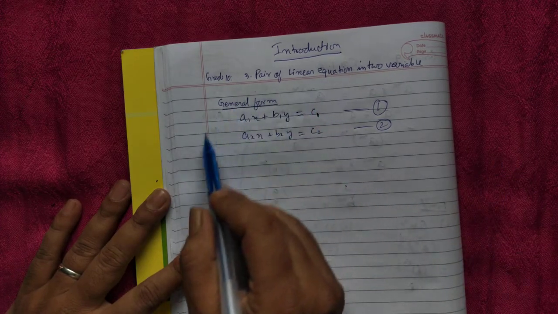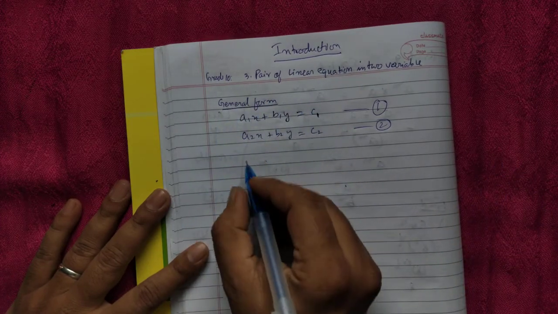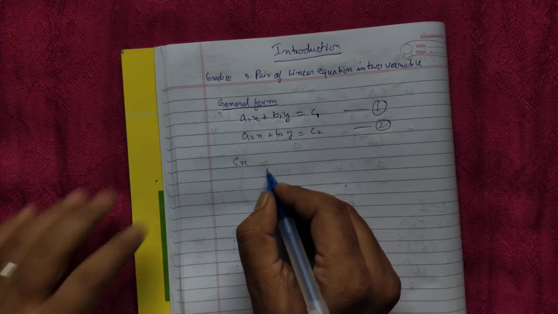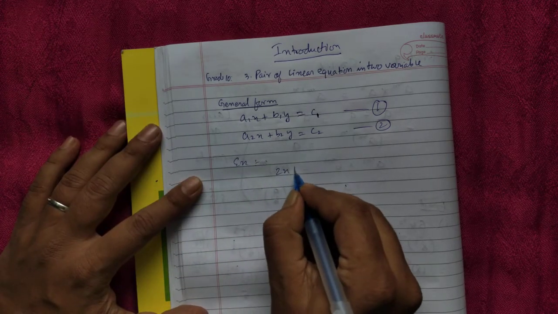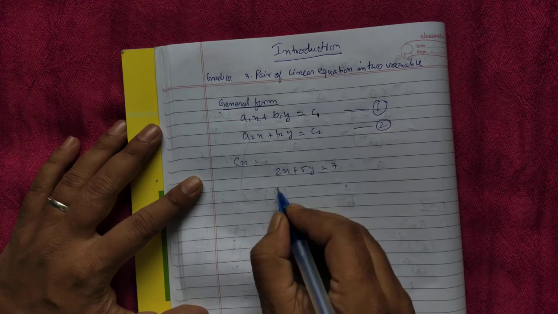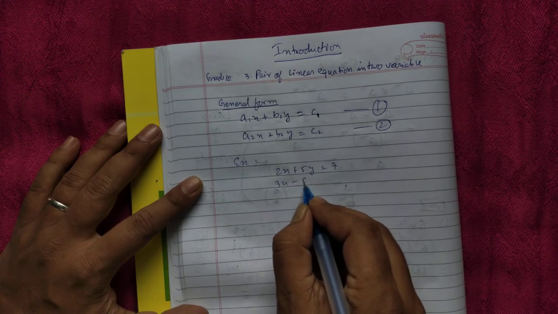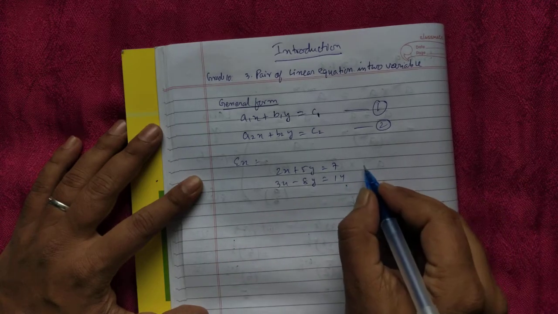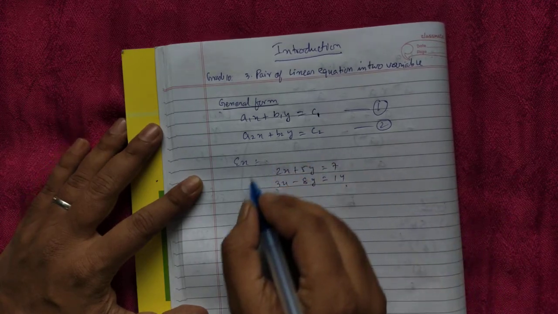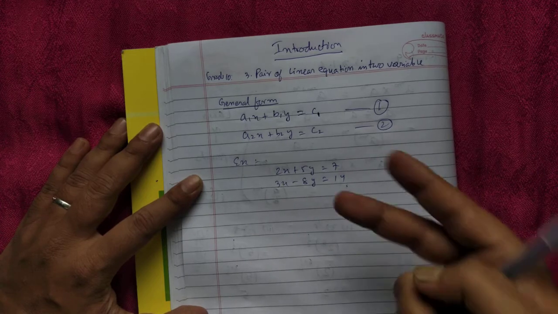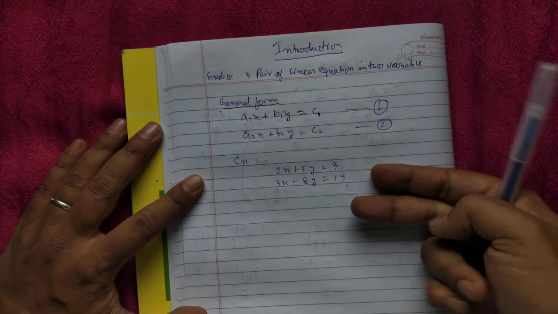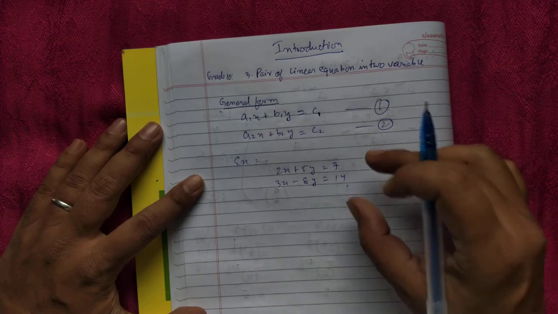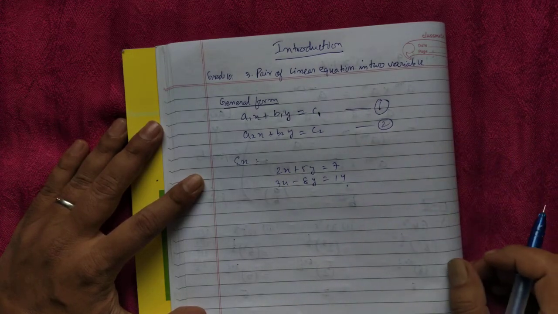Now, for example, you can get equations like 2x plus 5y equal to 7, 3x minus 8y equal to 14, like that, or 15. This is an example of a pair of linear equations. Pair means two equations, and in two variables we are using two alphabets, x and y. So this is the standard form of linear equations.